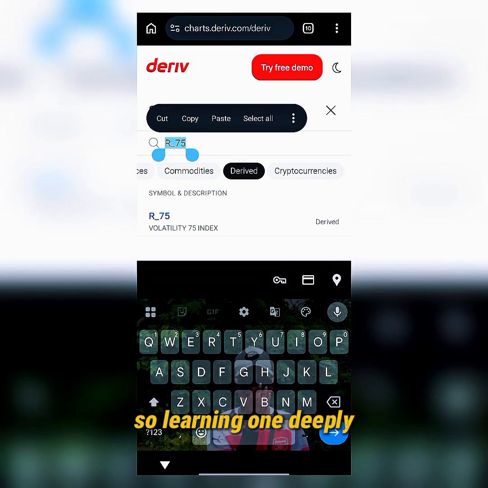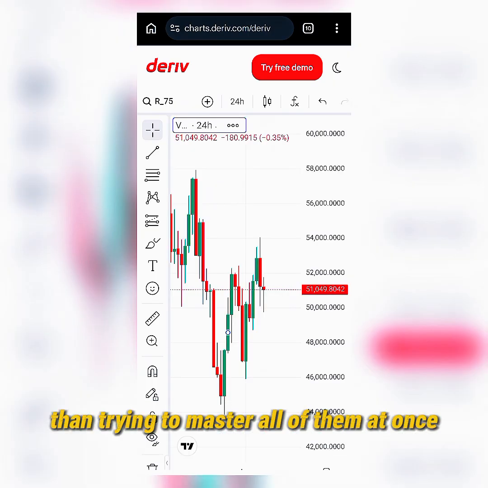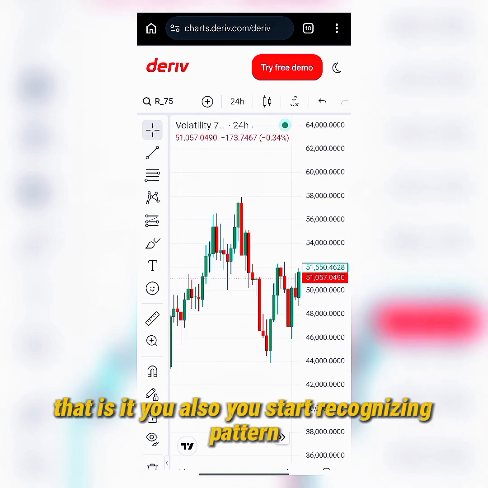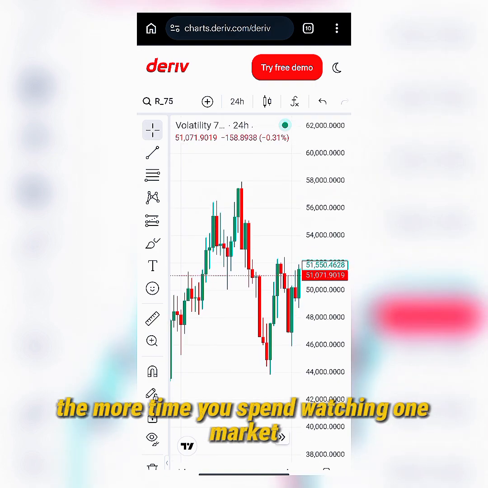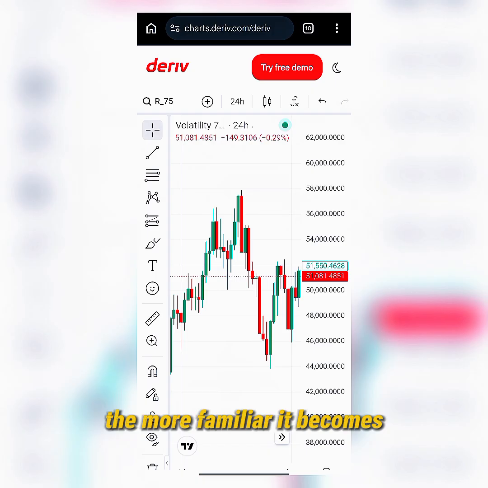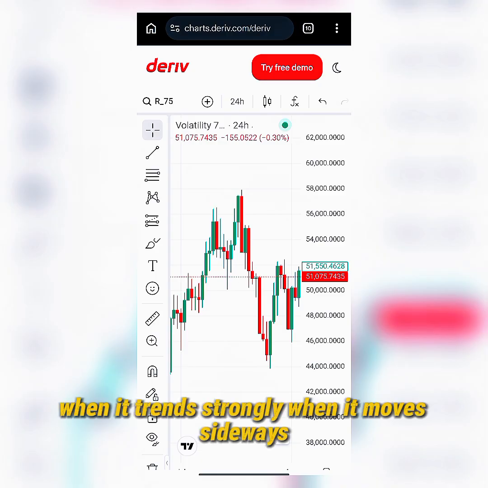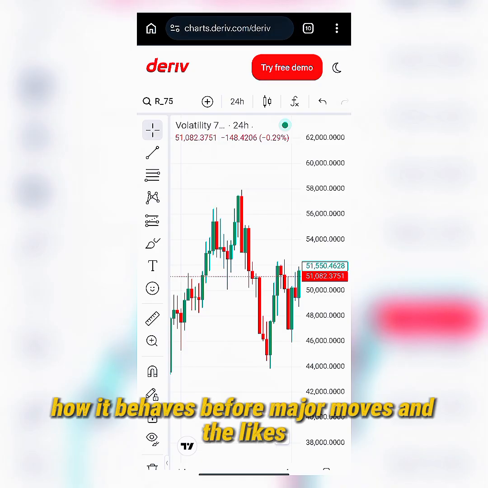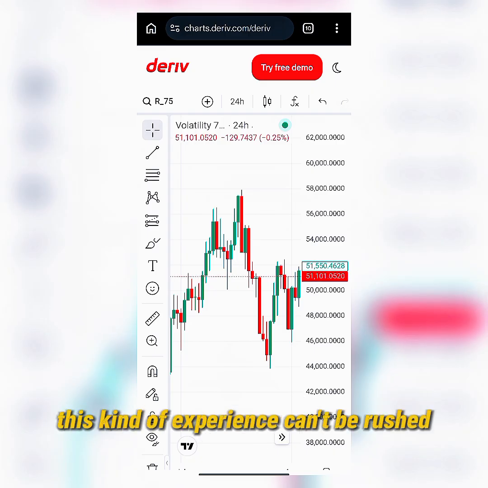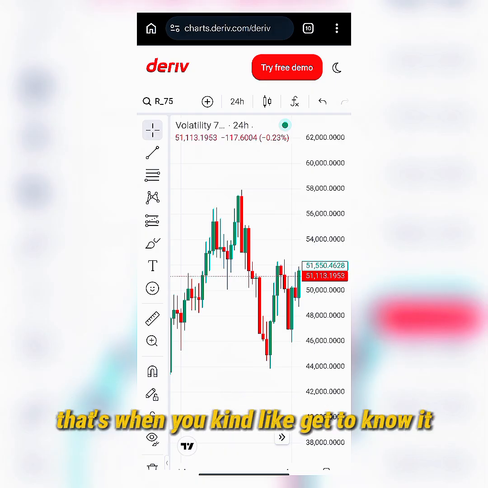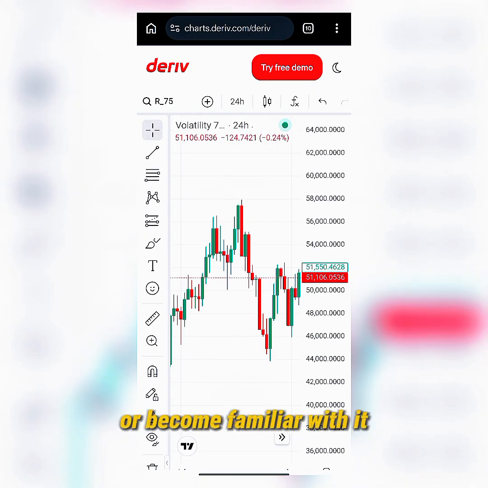So learning one deeply is much easier than trying to master all of them at once. You start recognizing patterns. The more time you spend watching one market, the more familiar it becomes. You will begin to notice how it reacts to support and resistance, when it trends strongly, when it moves sideways, how it behaves before major moves, and the likes. This kind of experience can't be rushed. It is when you start making use of it that you get to know it and become familiar with it.